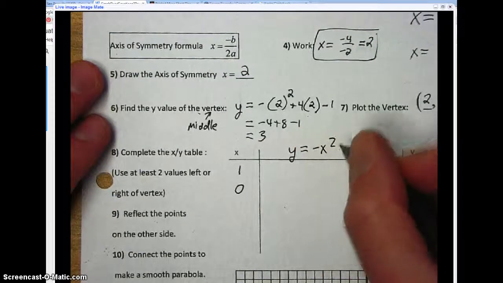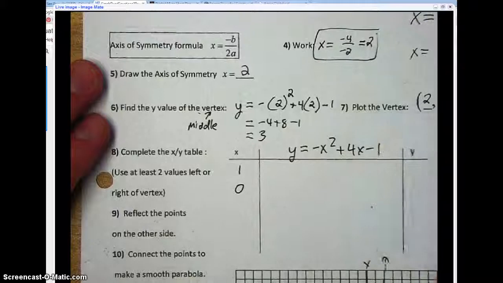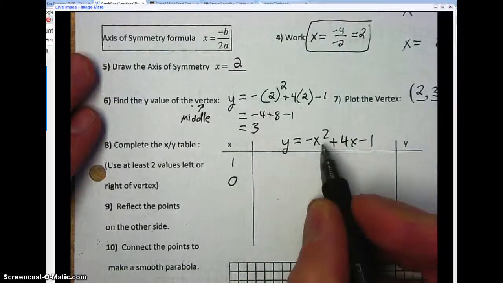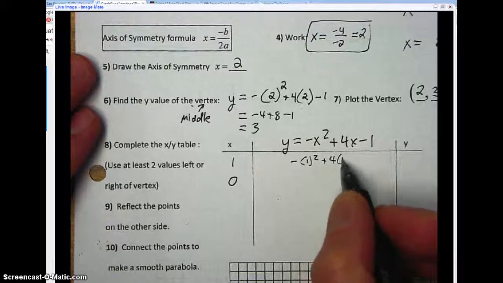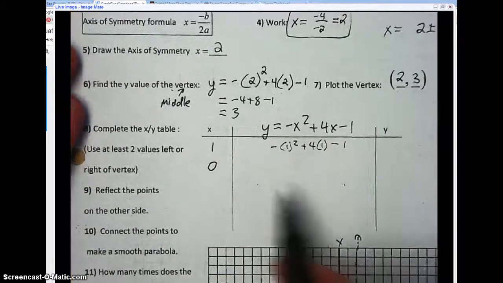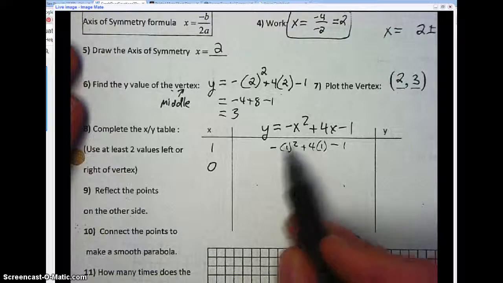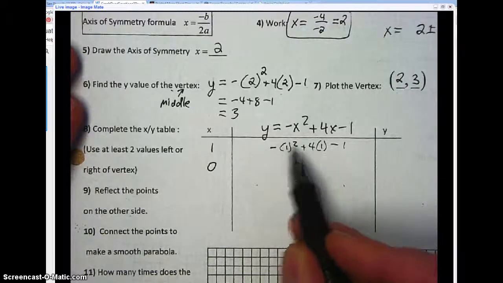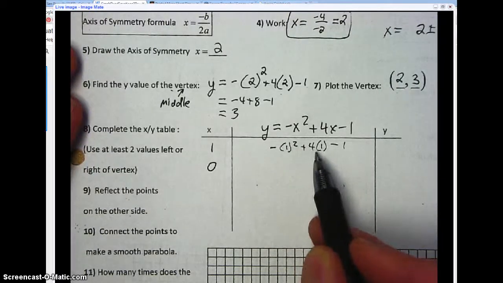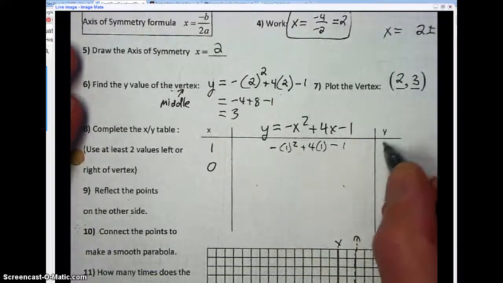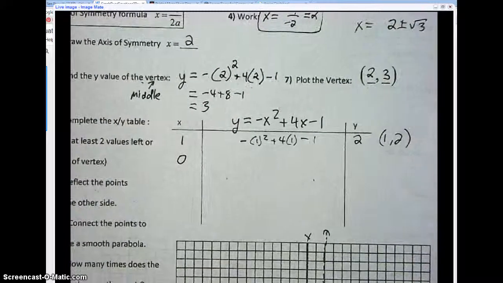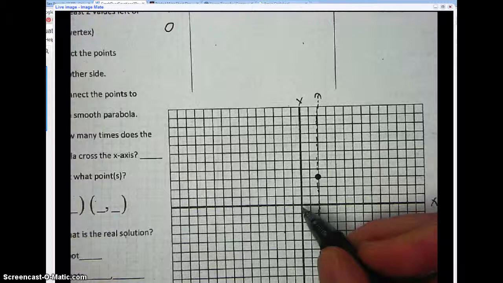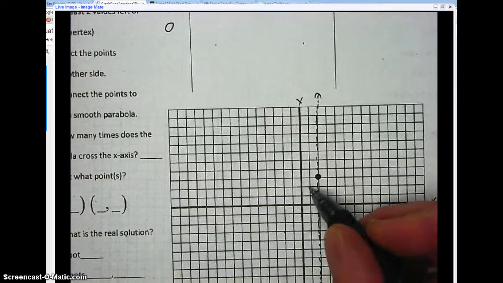Y equals negative x squared plus 4x minus 1. So just plug in 1 here, so you get negative 1 squared plus 4 times 1 minus 1. I rely upon your mental math. What is that? Negative 1 plus 4 is 3, minus 1 is 2. That's an ordered pair: 1, comma 2. Go down and plot it.